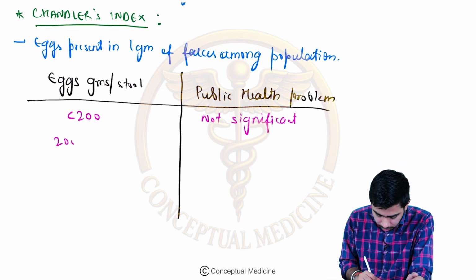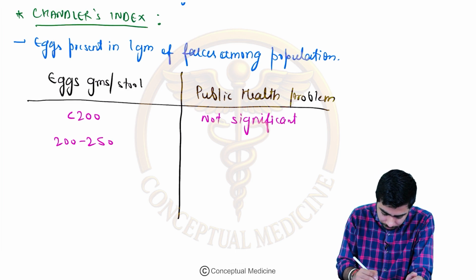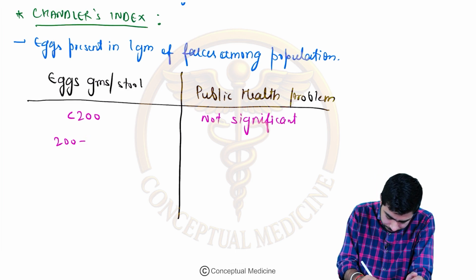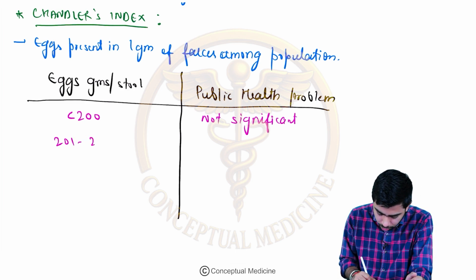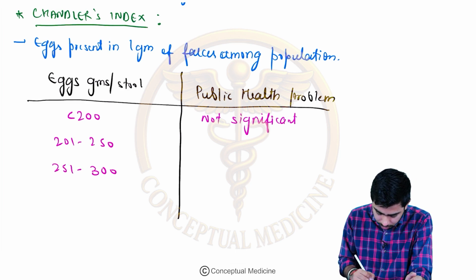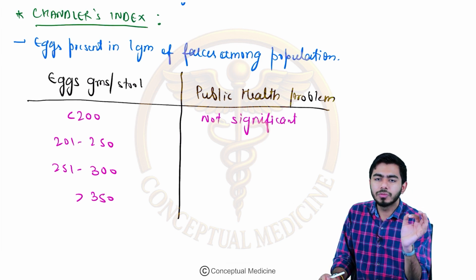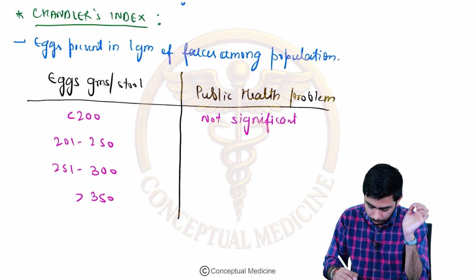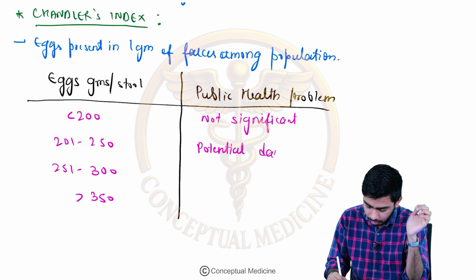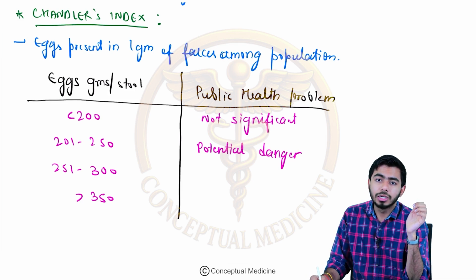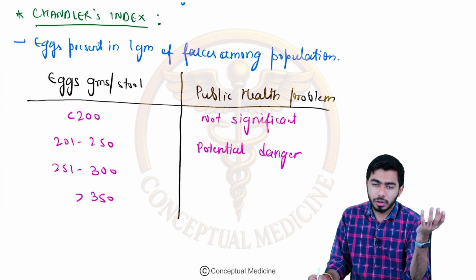If it is 200 to 250, or 201 to 250, or it might be 251 to 300, or what about more than 350? Okay, so if it is 201 to 250, then this is the potential danger basically. Okay, it might cause the public health problem in future.